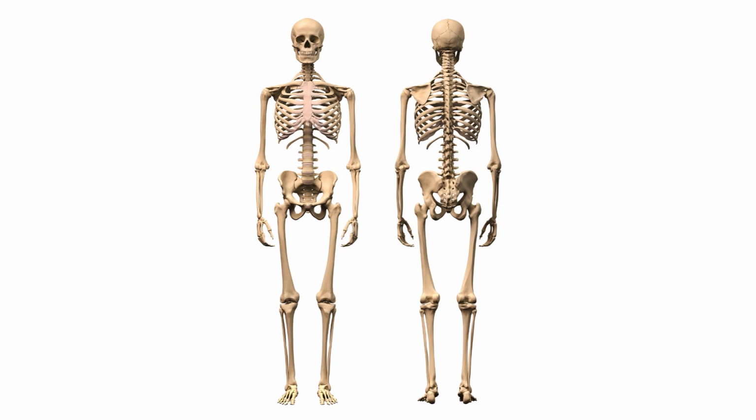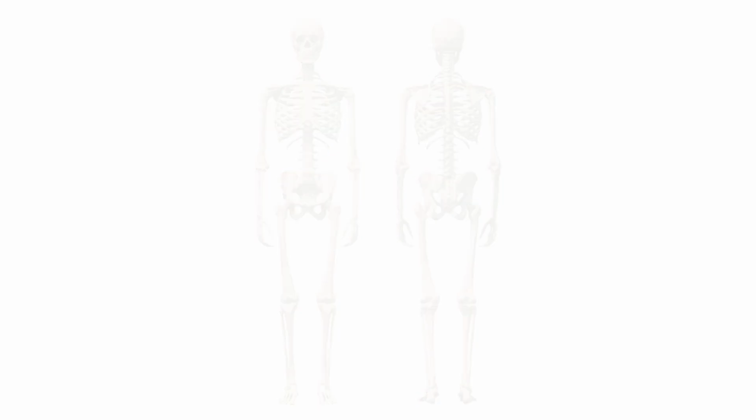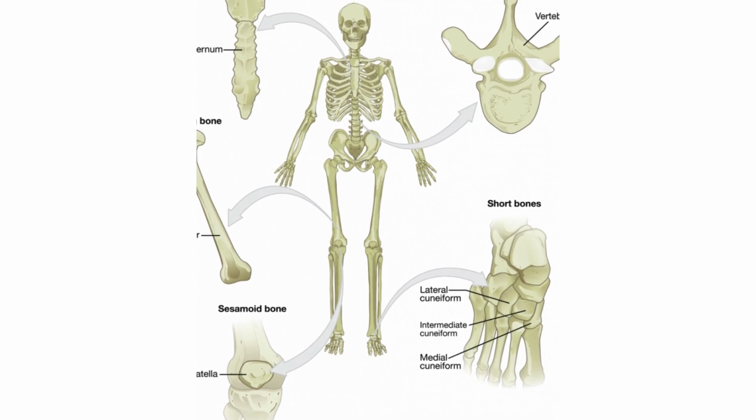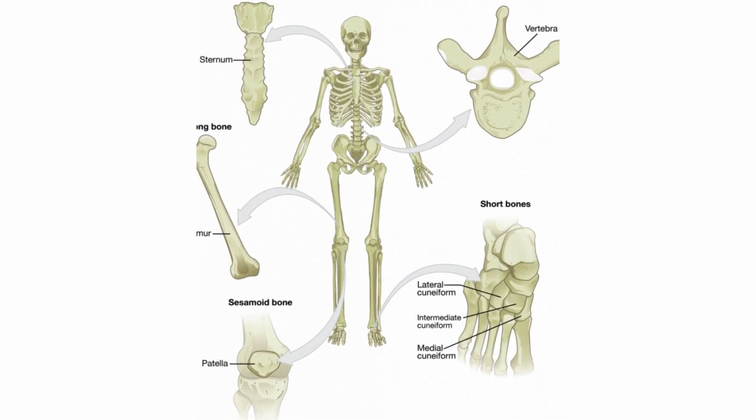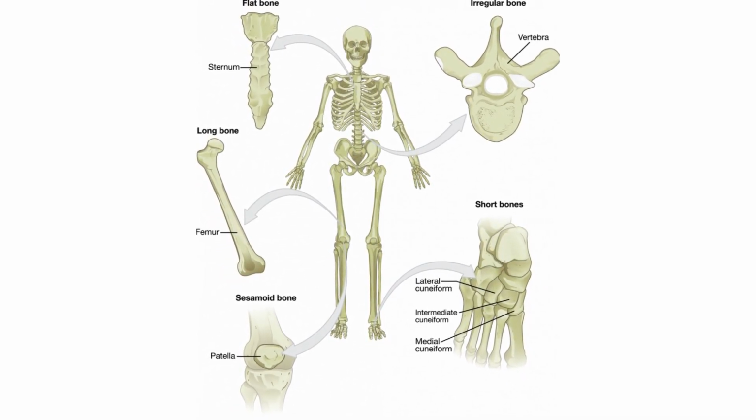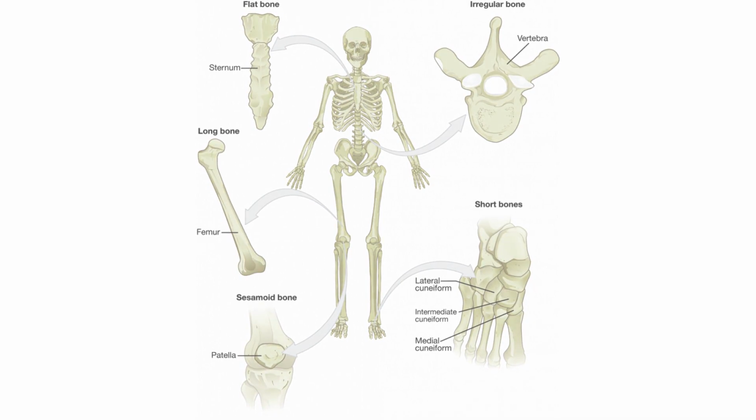The human skeleton is made up of 206 bones in adults, which are connected by joints. These joints allow for movement and flexibility. The bones of the human skeleton can be classified into five main types based on their shape: long bones, short bones, flat bones, irregular bones, and sesamoid bones.